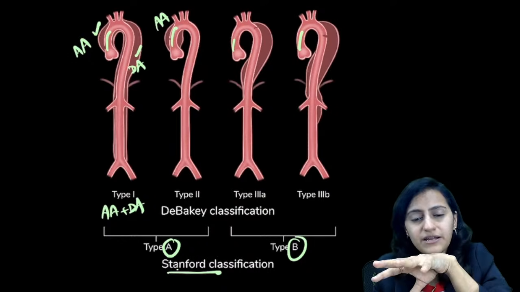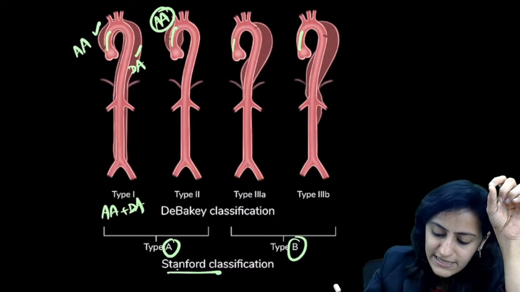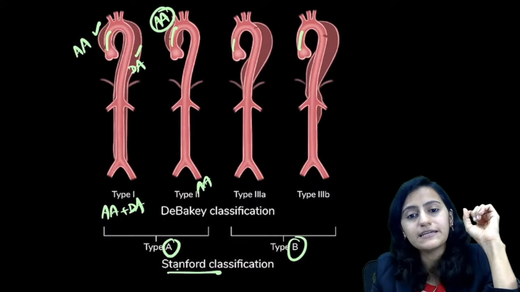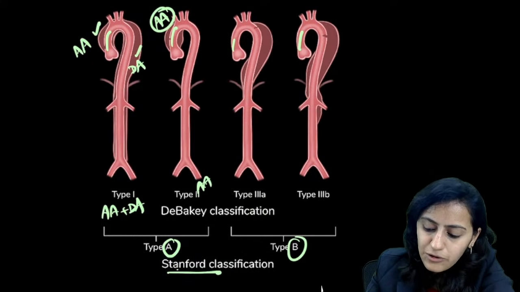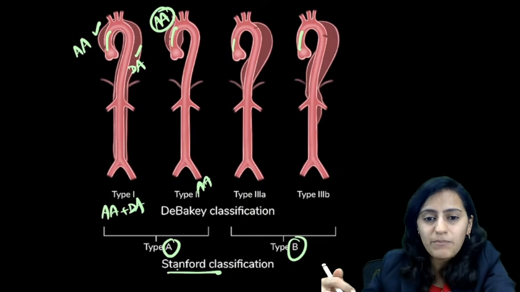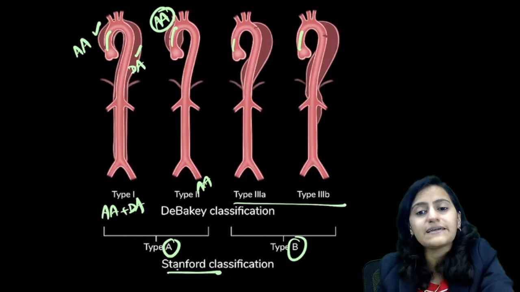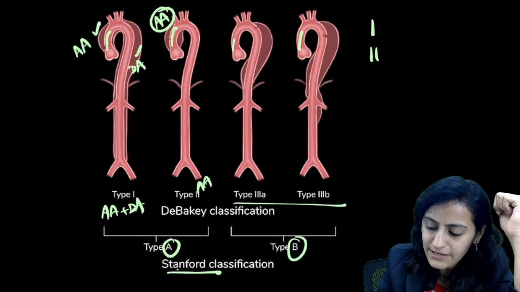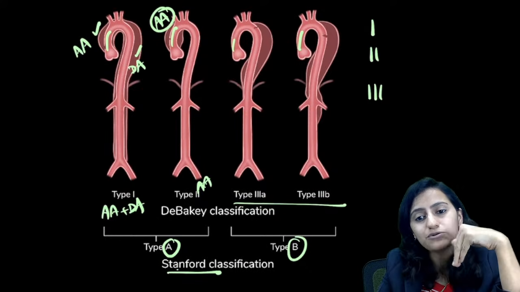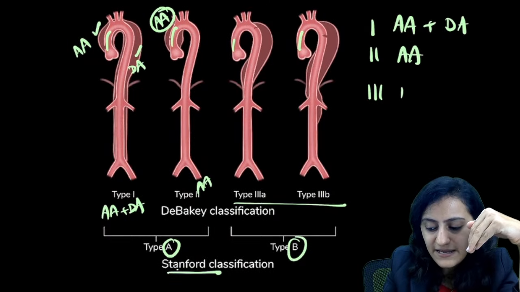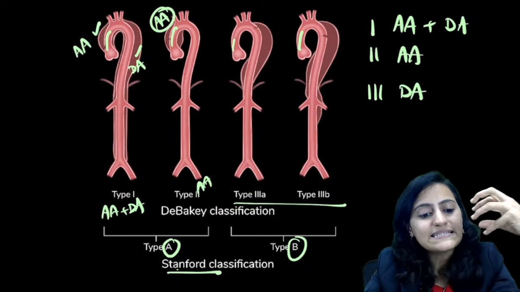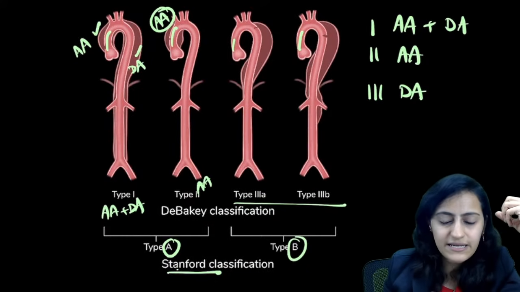Then you have removed the descending aorta, only the ascending aorta, that is DeBakey 2, right? And then you have only the descending aorta involved, can go to the abdominal aorta as well, that is type 3. So remember DeBakey 1, 2, 3. It is most severe to less severe: ascending aorta plus descending aorta, ascending aorta, and then the descending aorta.